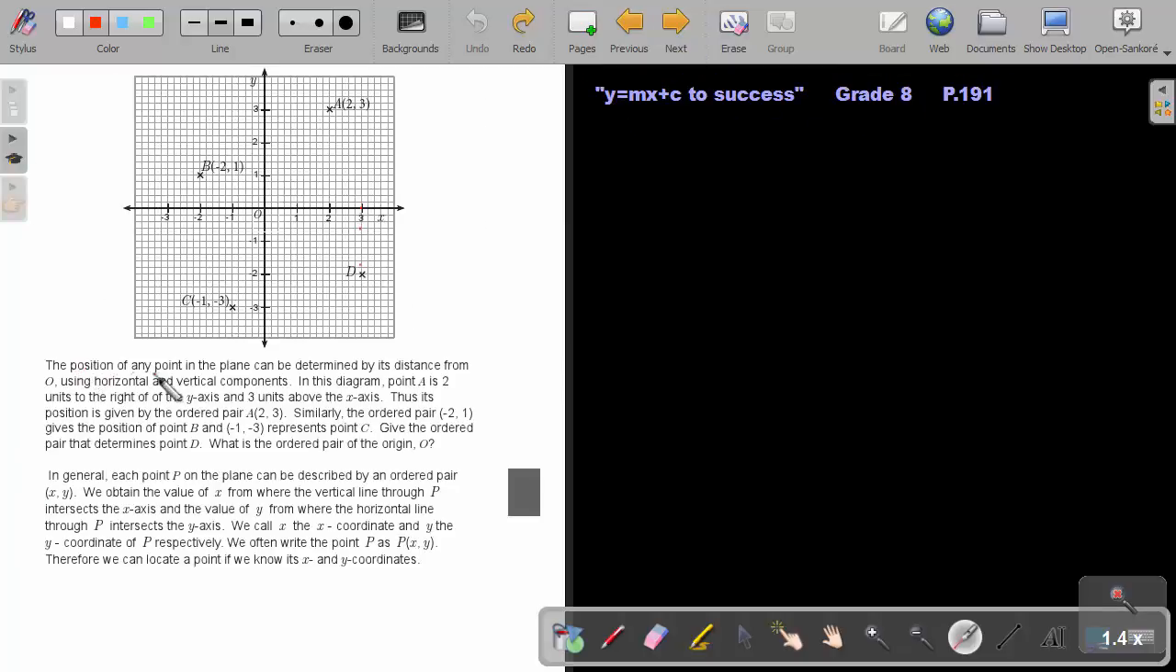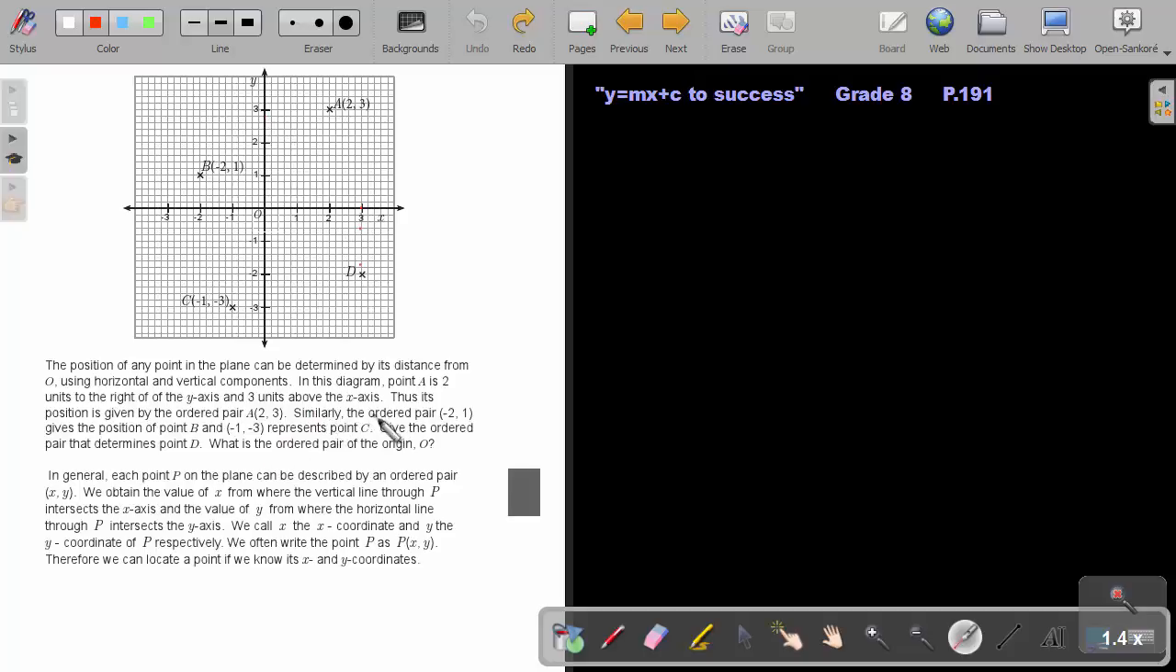Okay, the position of any point in the plane can be determined by its distance from O using horizontal and vertical components. In this diagram, point A is 2 units to the right of the y-axis and 3 units above the x-axis. So basically, its position is given by the ordered pair A (2, 3). So look, if you draw a vertical line to the x-axis, it will be 2. And if you draw a line directly to the y-axis, it will be 3. So first the x value and then the y value.